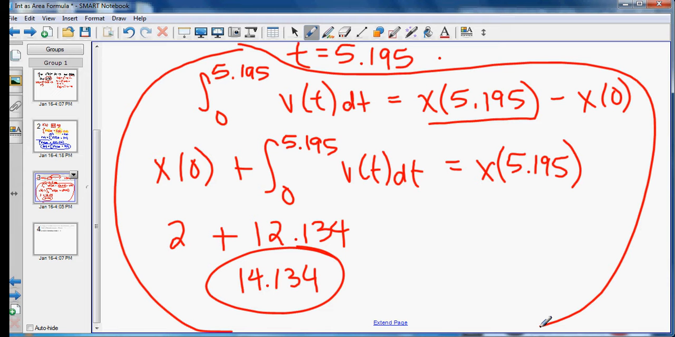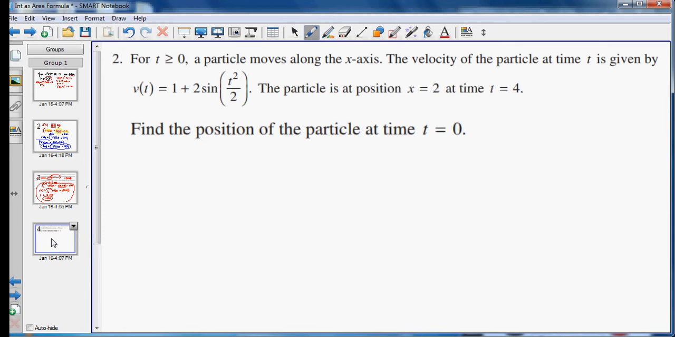So let me show you one more. I'm purposely doing 2 of the harder ones I found, and the 2 you have are easier for homework tonight. So where t is greater than or equal to 0, a particle moves along the x-axis. The velocity of the particle is given by this equation, and the particle is at position x equals 2 at time 4. So there's a couple tricky things about this one.